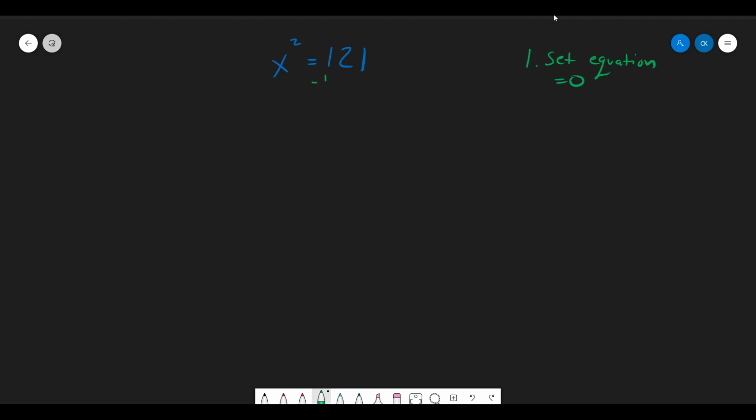Pretty simple step here. Subtract the 121 from both sides. So I have x squared minus 121 equals 0. Now my equation is equal to 0. Step 2, factor. Okay? I have a binomial with a minus. I can factor this by difference of squares. Take the square root of both sides. The square root of x squared is x. The square root of 121 is 11. So this becomes x plus 11, x minus 11 equals 0.